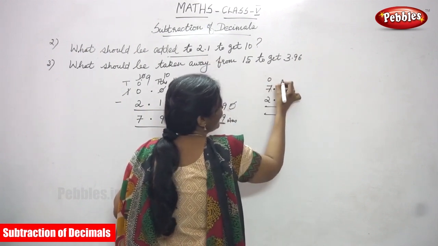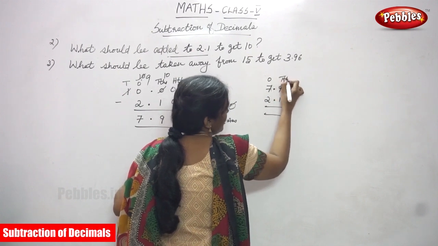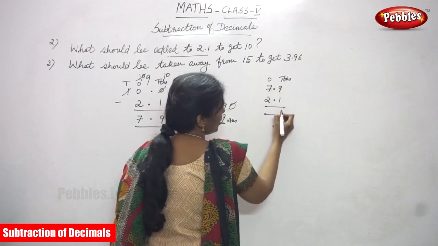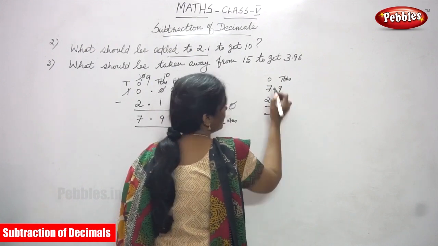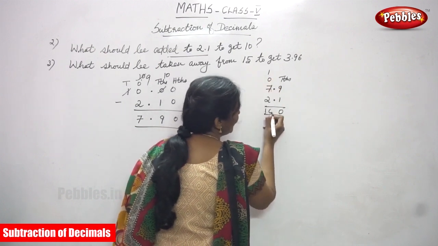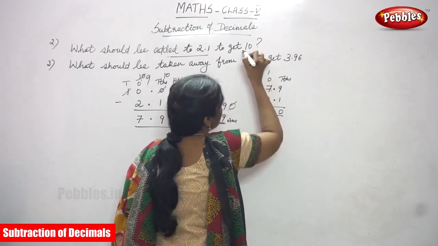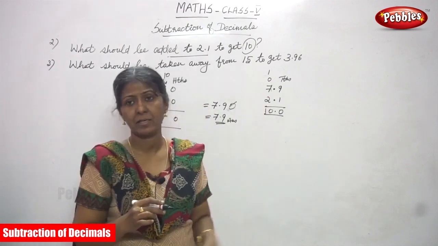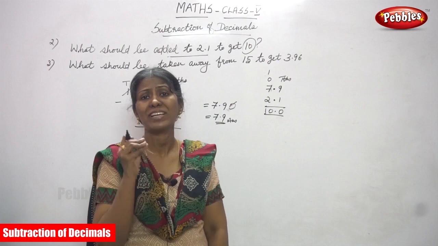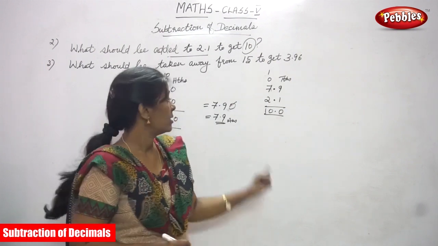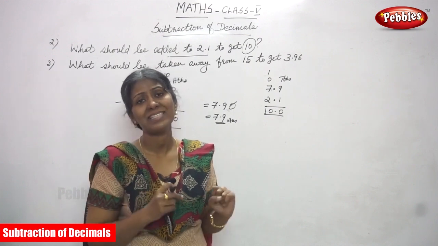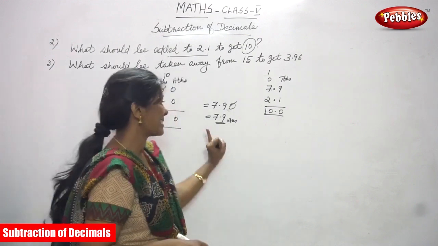This is the ones place, this is the tenths place. So this is a whole part, this is a decimal part. 9 plus 1 you get 10. Then carry over 1. 7 plus 1 is 8, and 8 plus 2 is 10. The answer is 10. So now you got the answer 10. The sum you have done, 7.9, is the right answer. So this number should be added to 2.1. The answer is 7.9. Exactly correct.